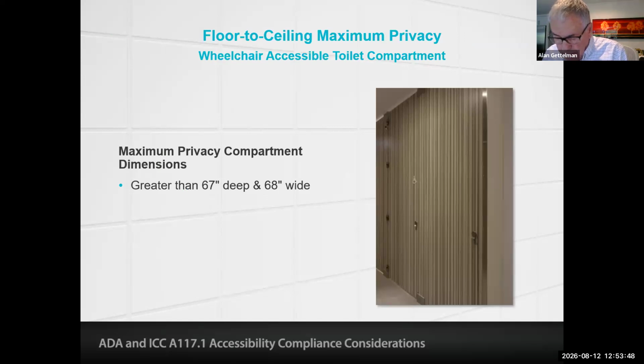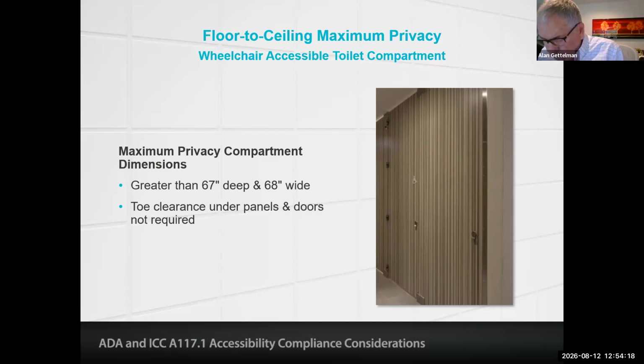And basically, I'm going to say the same thing here. Designers can achieve the maximum privacy in wheelchair accessible toilet compartments with panels and doors extending down to the floor by making the compartments a minimum of 68 inches in depth and 68 inches in width. And this 68 by 68 rule of thumb is a safe harbor, and it will take into account the accessibility standards, whether they be ADA, the A117 for existing buildings or new buildings.